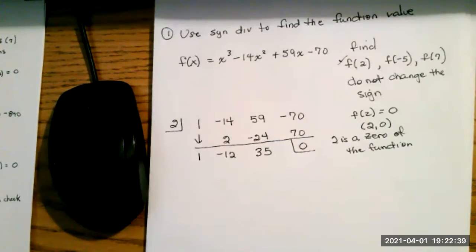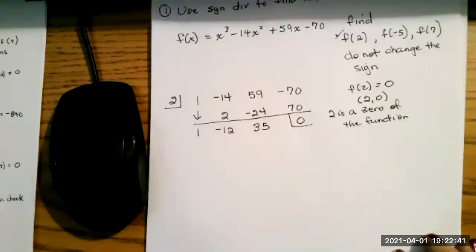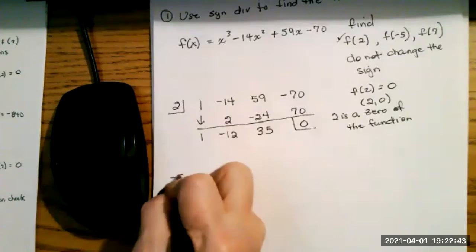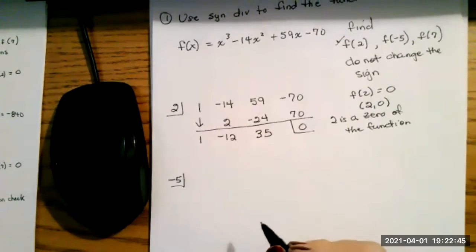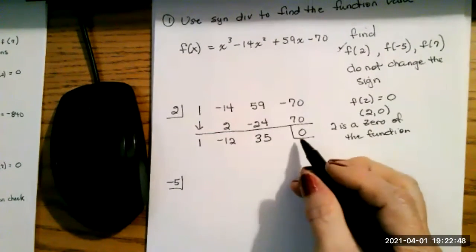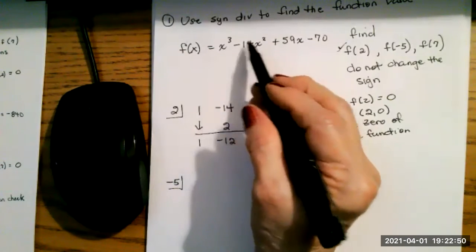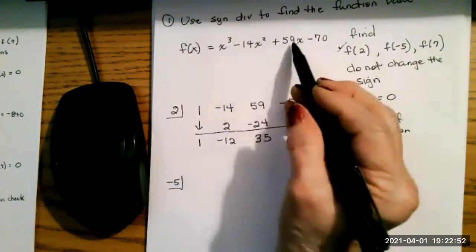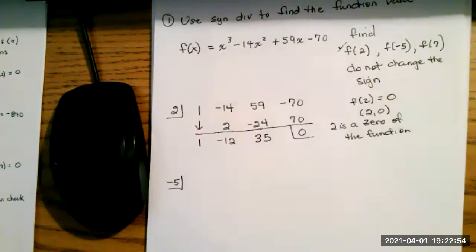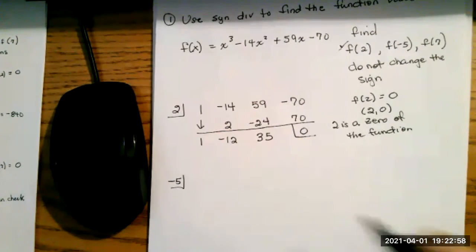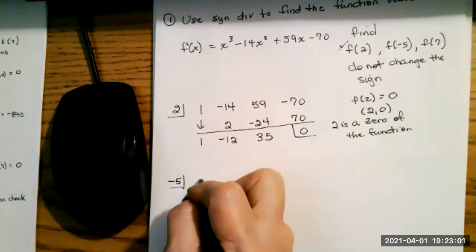Okay, now I'm going to do the same thing, and I'm going to put in negative 5. Notice I'm not changing the sign because this is asking me to find the function value. I would have gotten 0 if I'd put 2 in there and cubed it, squared it, multiplied by 14, 2 multiplied by 59, subtract 70. I would have gotten a 0 there too. It's just a different way of doing it, and it's a little faster.